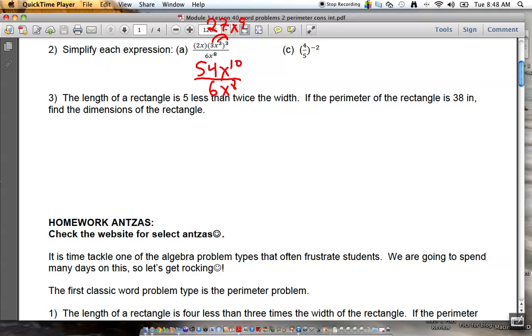Okay. 6 goes into 54 9 times, subtract exponents, and I'm going to get 9x squared. How many people got that right? Okay, I see just about every hand in the room up.